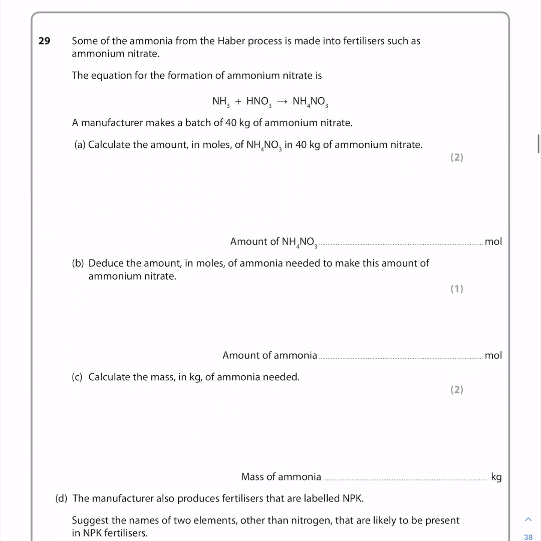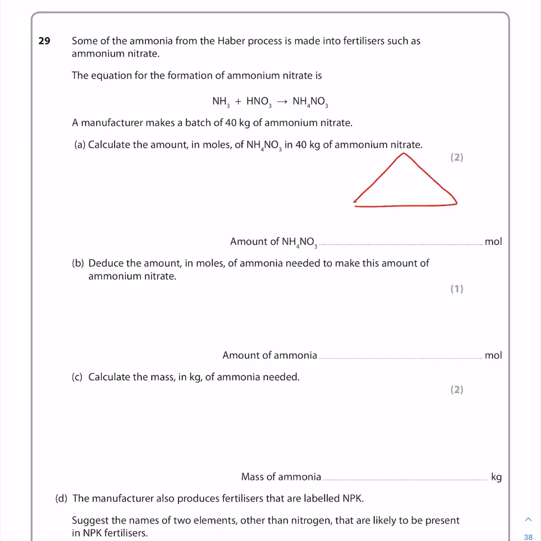Question 29. Some of the ammonia from the Haber process is made into fertilizers such as ammonium nitrate. The equation for formation of ammonium nitrate is ammonia plus nitric acid gives ammonium nitrate. A manufacturer makes a batch of 40 kilograms of ammonium nitrate. Calculate the amount in moles of ammonium nitrate in 40 kilograms of ammonium nitrate.